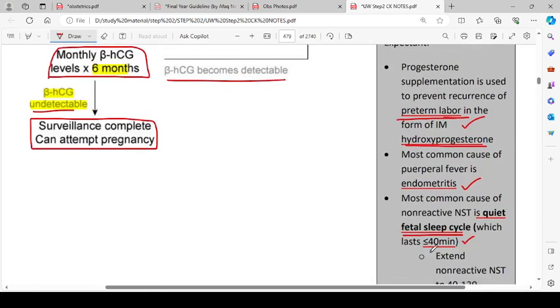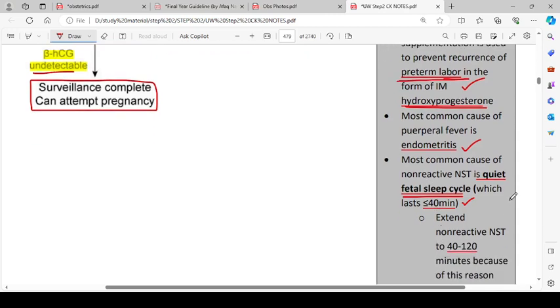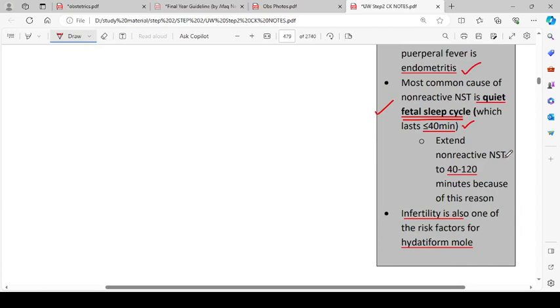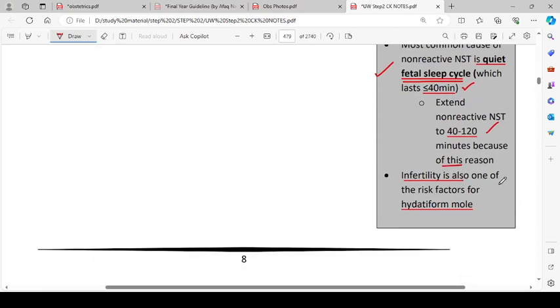So that sleep, if it lasts more than 40 minutes, then that is problematic. But if you are having a non-reactive NST, repeat the test after about 30 minutes and then you will get the result, because non-reactive NST can be due to fetal sleep. Extend the non-reactive NST to 40 to 120 minutes because of this reason. Infertility is also one of the risk factors for hydatidiform mole.